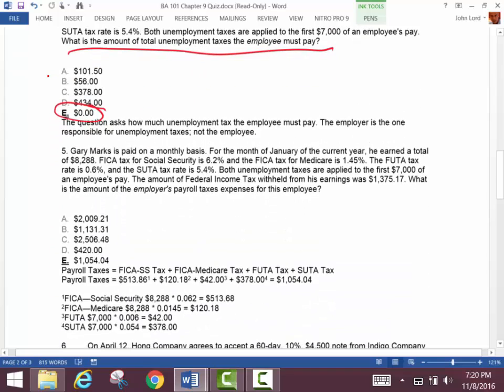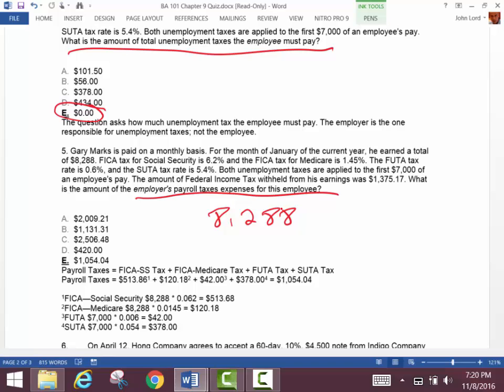Okay, how about this one? What is the amount of the employer's payroll tax expense? So they are making 8,288. Okay, and FICA tax is 6.2%, and Medicare is 1.45. Does the employee pay that? The employee pays that, right?